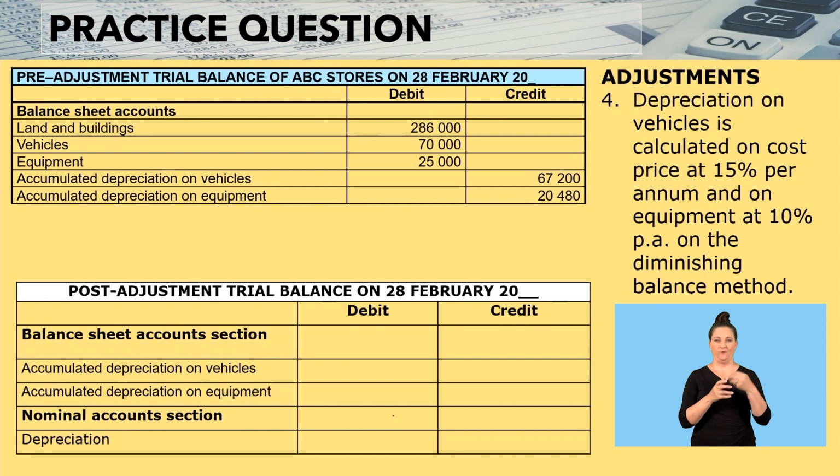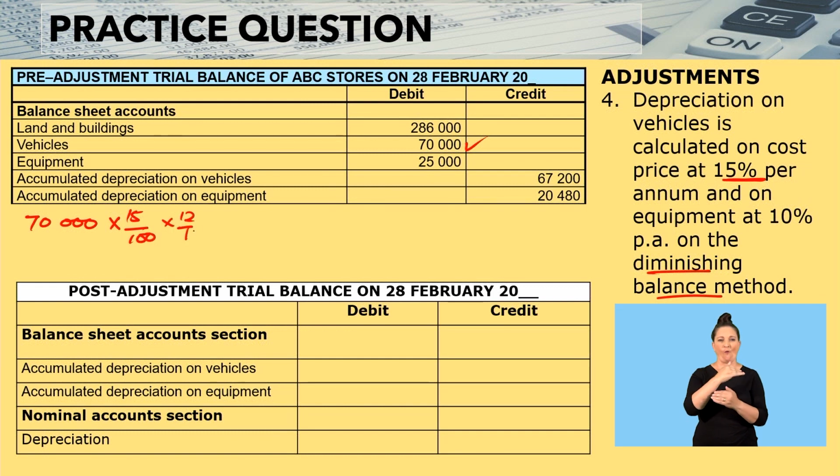Adjustment number 4, it reads, depreciation on vehicles is calculated on cost price at 15% per annum and equipment at 10% on the diminishing balance method. Let us start first with our vehicles. You can see here our vehicles have a cost price of 70,000. So I'll say 70,000. And then I want now to calculate the depreciation. And it is 15% on cost.